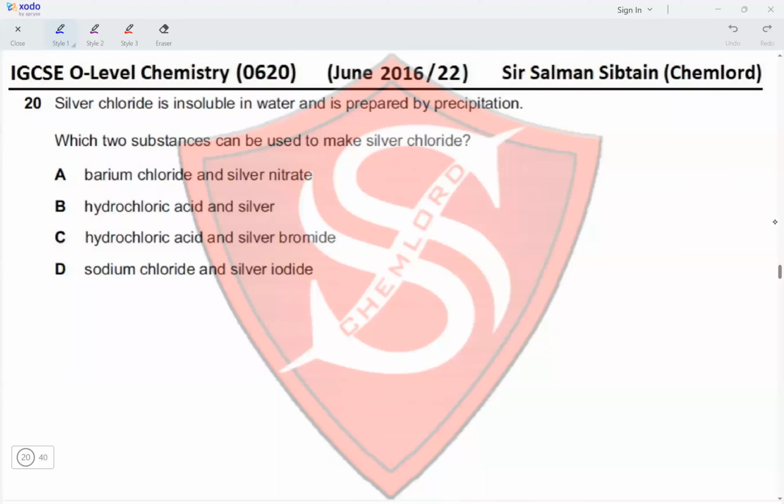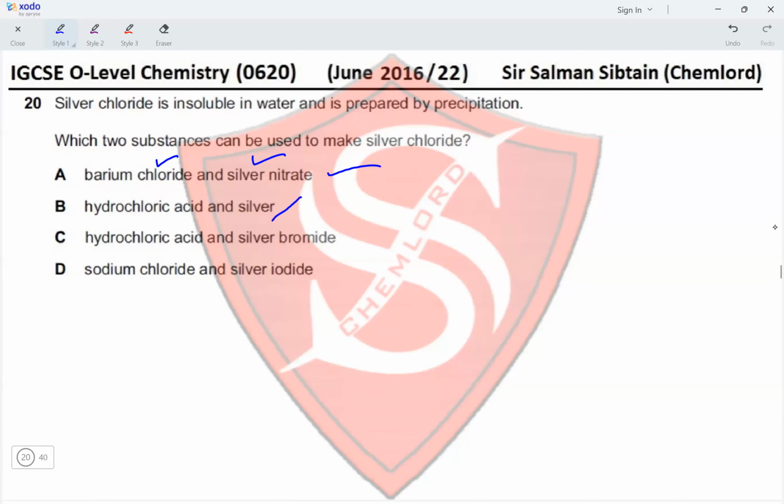Question 20. Silver chloride is insoluble in water and is prepared by precipitation. Which two substances can be used to make silver chloride? So since it is prepared by precipitation, we need to react two reagents that are soluble. So barium chloride is soluble and silver nitrate is also soluble. This will produce barium nitrate, which is soluble, and silver chloride, which will precipitate. So this is correct.